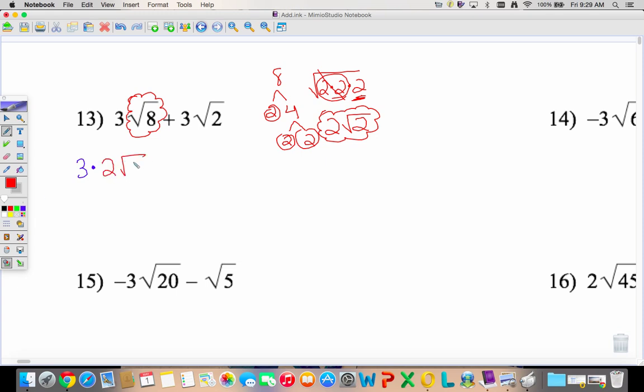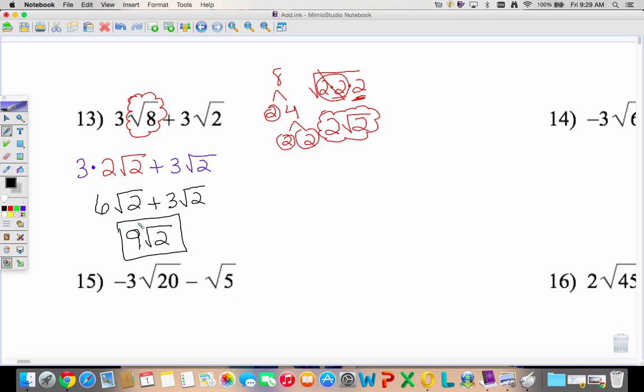So I'm going to rewrite this. I have 3 times the square root of 8, which is 2 square roots of 2, plus 3 square roots of 2. And now we're going to reduce it. 3 times 2 is 6, so I have 6 square roots of 2 plus 3 square roots of 2. I have the same number in the square root, so I'm going to combine my like terms. 6 plus 3 is 9, so I have 9 of these things called square roots of 2's. And that's your final answer.